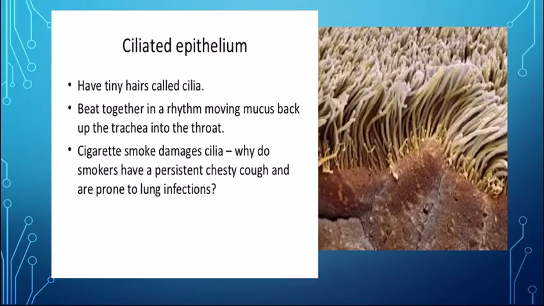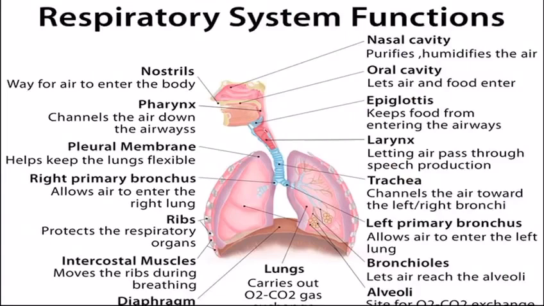They are very tiny and they beat continuously together so that they can move the mucus back up the trachea into the throat. If there is any dust particle remaining after filtration also, the cilia will move it back towards the throat so that we can spit it out, or just swallow it into our stomach. So it will not reach our lungs, and that's why cigarette smokers have damaged cilia and they have continuous coughing because of the lack of cilia present in their trachea.